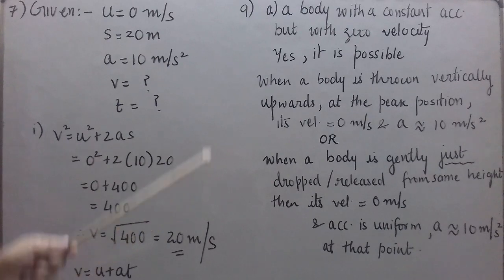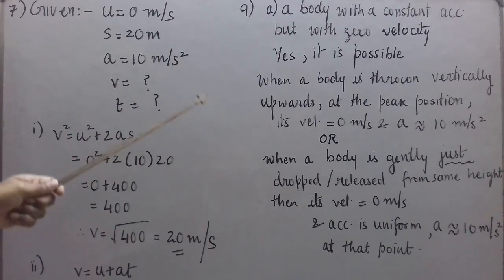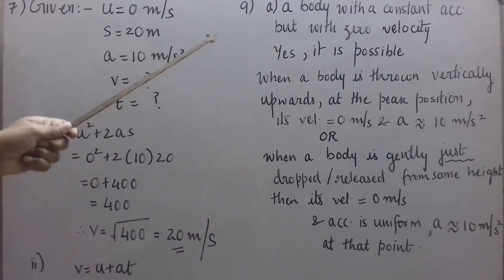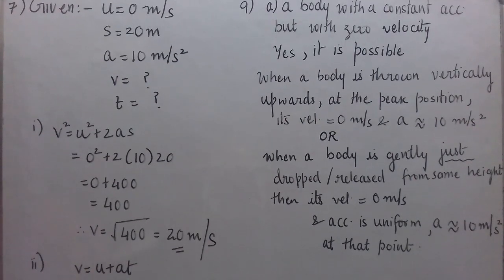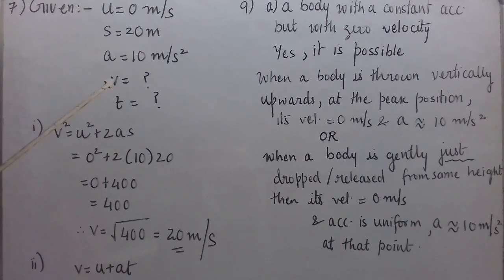So here I have just done the A part first. You have to write an example if it is yes for a body with a constant acceleration but with 0 velocity. Think over this. Can a body have 0 velocity and constant acceleration? Yes, it is possible. In the previous numerical itself, we have seen that when the ball is released, at the point when it is released, its velocity is 0 meter per second. And as it is a case of a freely falling body, uniformly accelerated motion, acceleration is uniform.